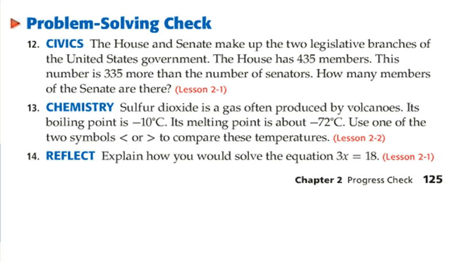So 12, civics. The House and the Senate make up two legislative branches of the United States government. The House has 435 members. This number is 335 more than the number of senators. How many members of the Senate are there? So notice how I underlined my important pieces of information. So maybe write those separate on your assignment.